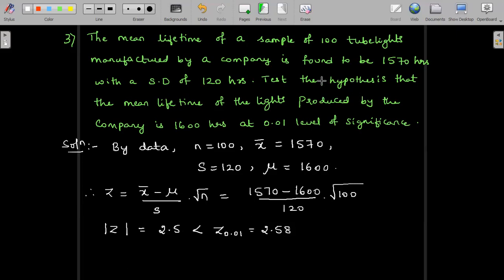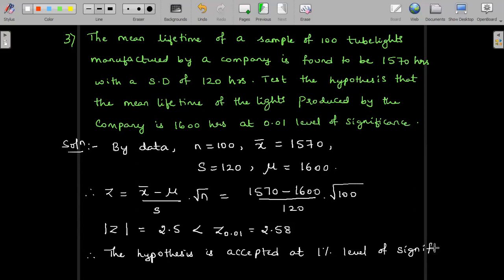So the hypothesis that the mean life of the lights produced by the company being 1600 hours is accepted at 1% level of significance. Therefore, the hypothesis is accepted at 1% level of significance. So what is the hypothesis? It was directly mentioned in the question for us. The hypothesis was to assume that the mean lifetime of the lights produced by a company is 1600 hours.